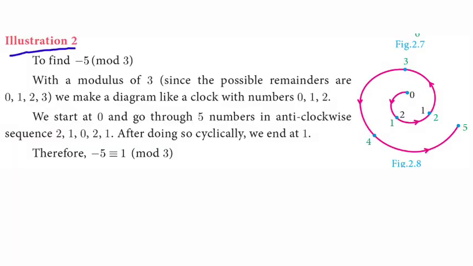The second illustration, to find minus 5 mod 3. The possible remainders are 0, 1, 2, that is less than 3. We start at 0 and go through 5 numbers in anti-clockwise sequence. We get the numbers 2, 1, 0, 2, 1. After doing so cyclically, we end at 1. Therefore, minus 5 congruent 1 mod 3.